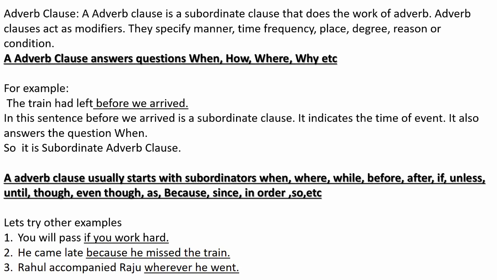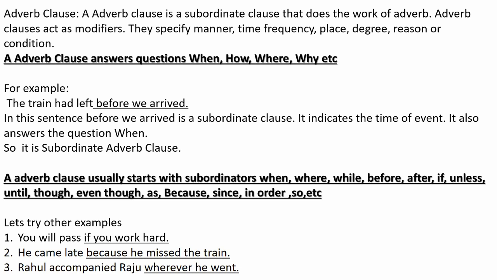An adverb clause usually starts with subordinators when, where, while, before, after, if, unless, until, though, even though, as, because, since, in order, so, etc. Now let's try with other examples. First, you will pass if you work hard. Identify the subordinate clause. It is if you work hard. Next, form a WH question to get the subordinate clause as the answer. So when will you pass? So as the question starts with when, it is an adverb clause.